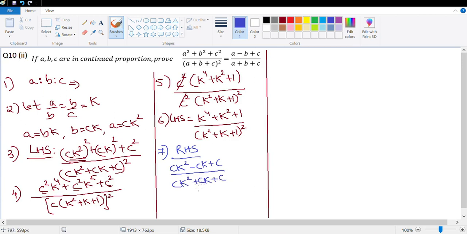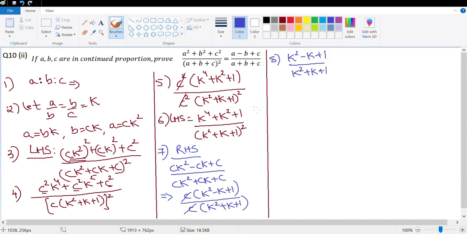I notice that c is common in the numerator. So this is c times k square minus k plus 1. In the denominator, again I have c common. So that's k square plus k plus 1. C and c get cancelled. So what I get is k square minus k plus 1 upon k square plus k plus 1.